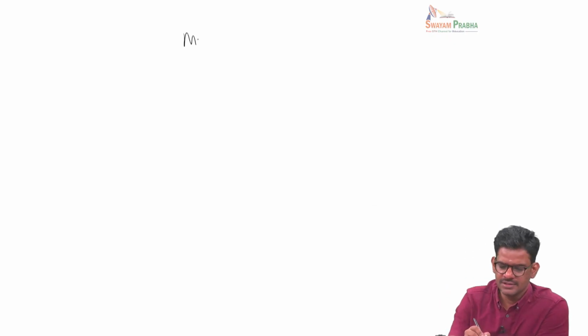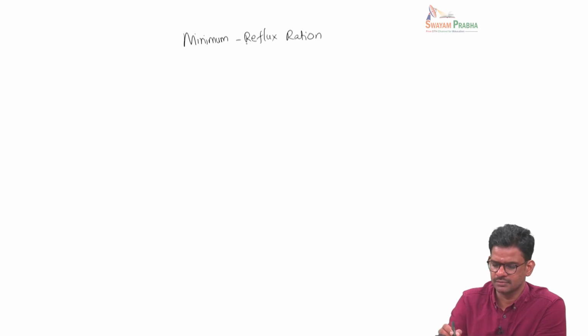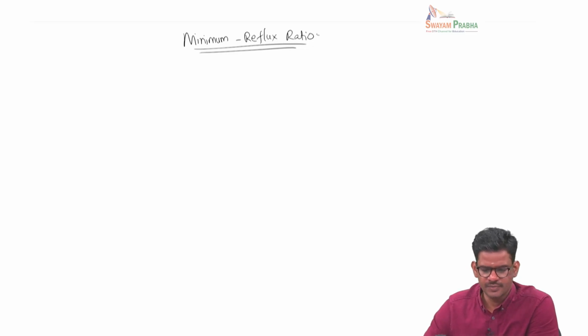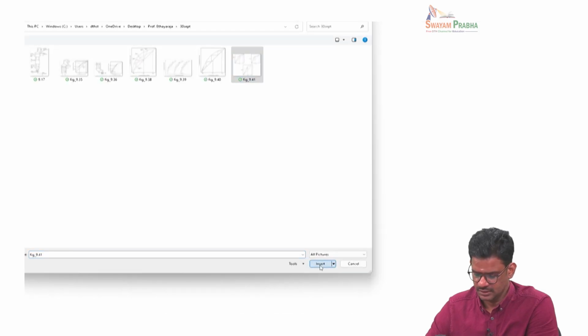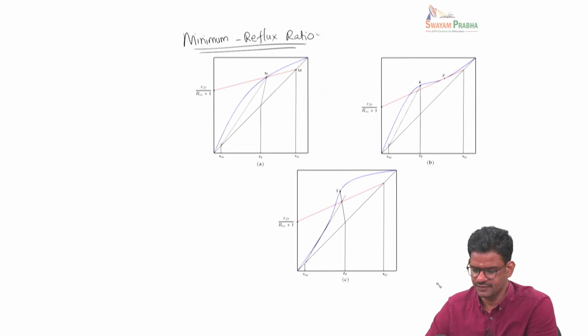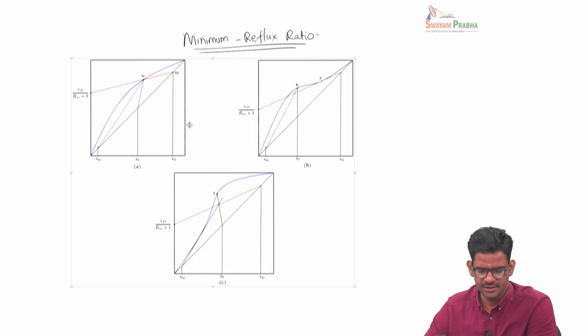So now we talked about the highest possible reflux, that's called total reflux. Then we asked the other question: can there be a minimum reflux ratio? Is there a minimum reflux ratio? Yes, there is. Let's open a figure here. And the concept of minimum reflux ratio can be illustrated with a diagram here.